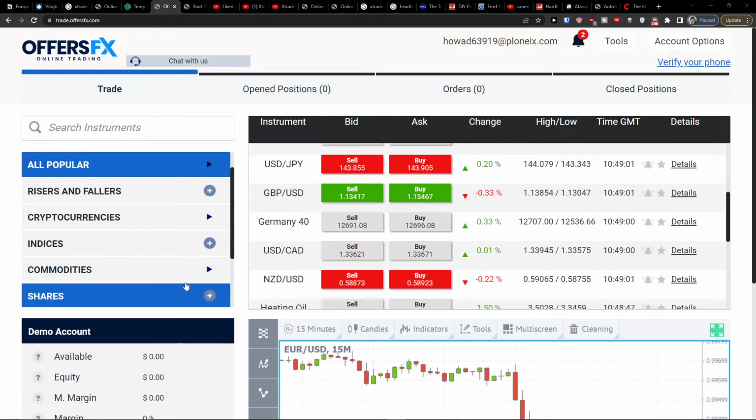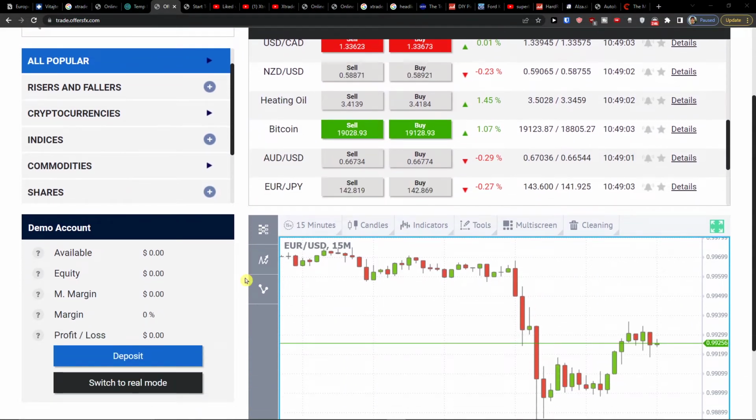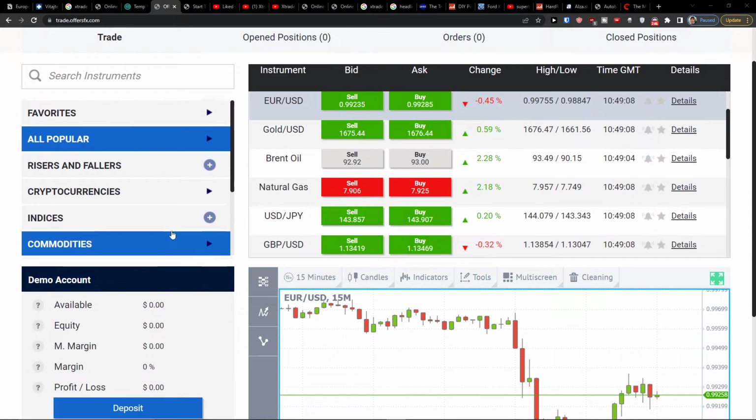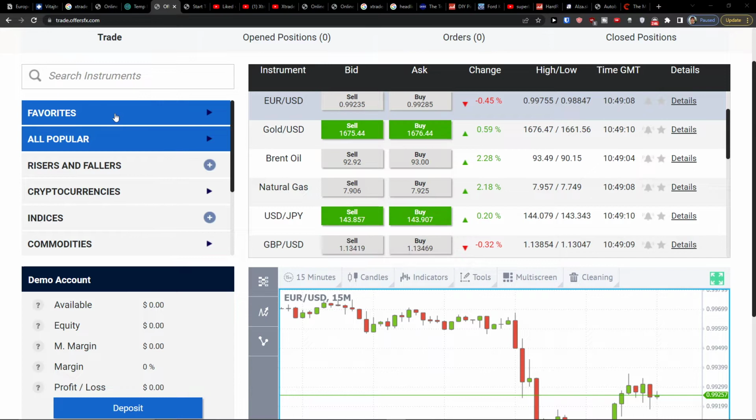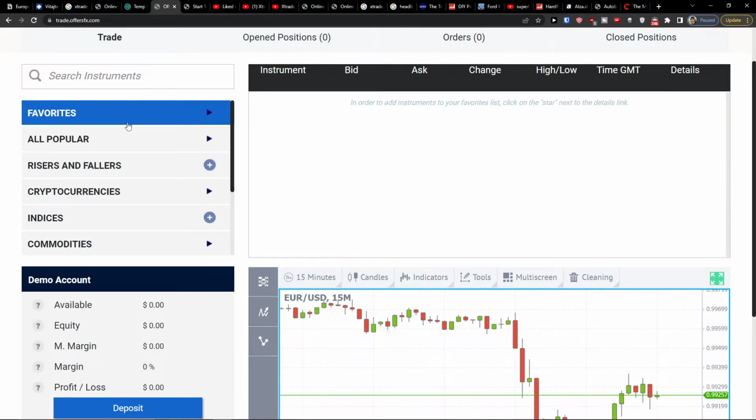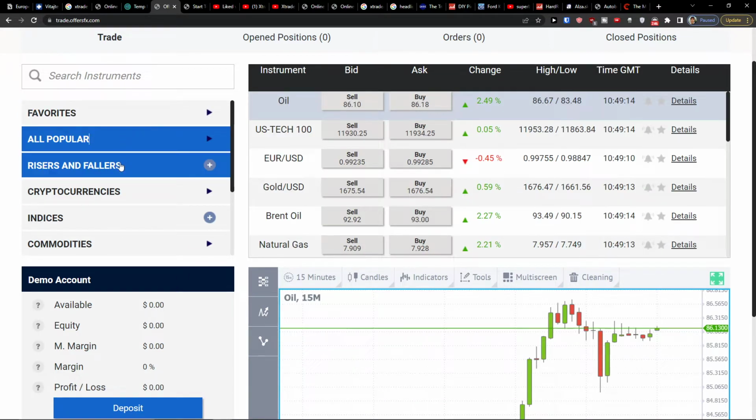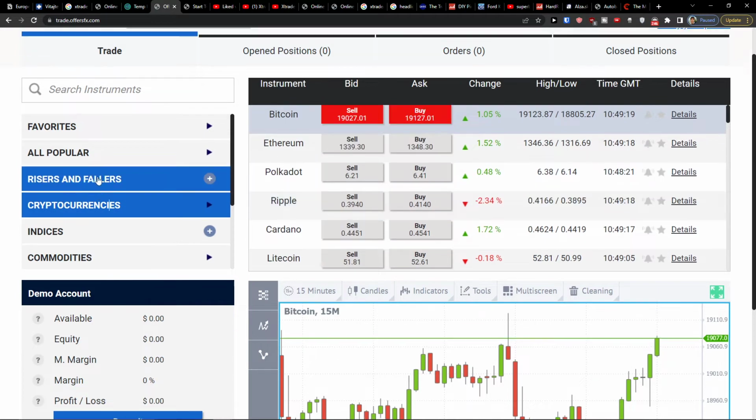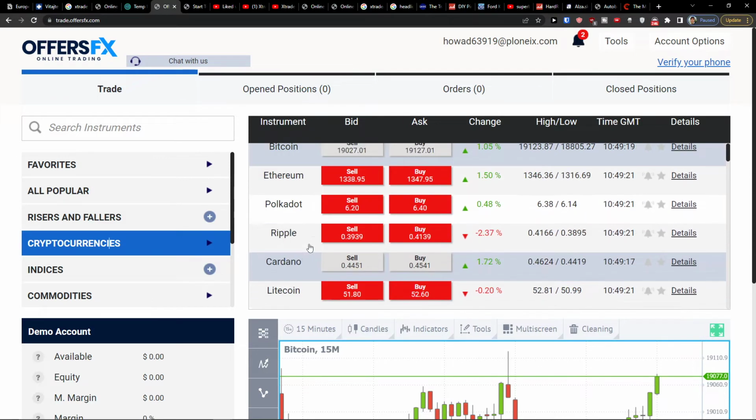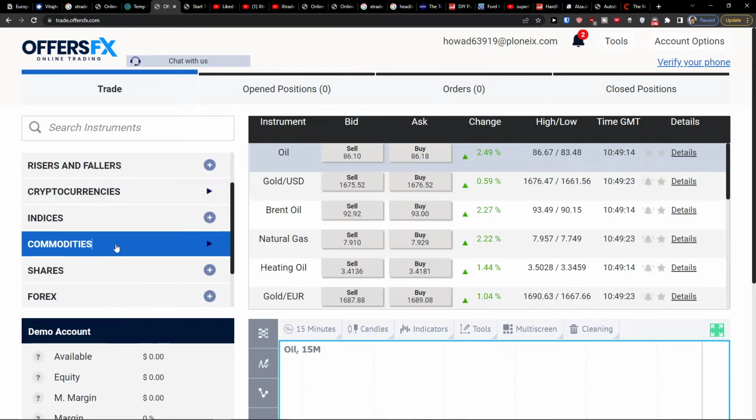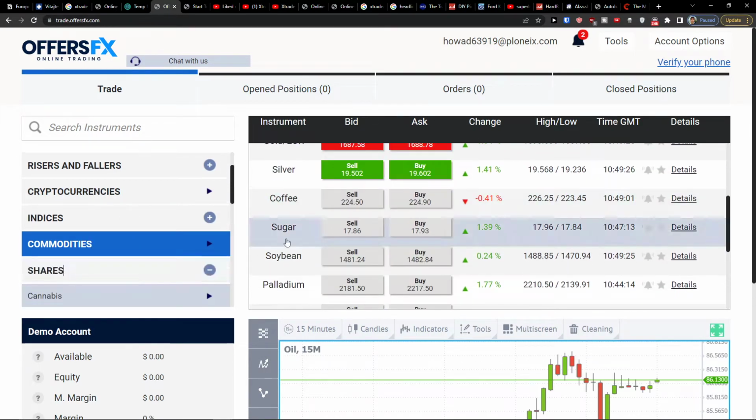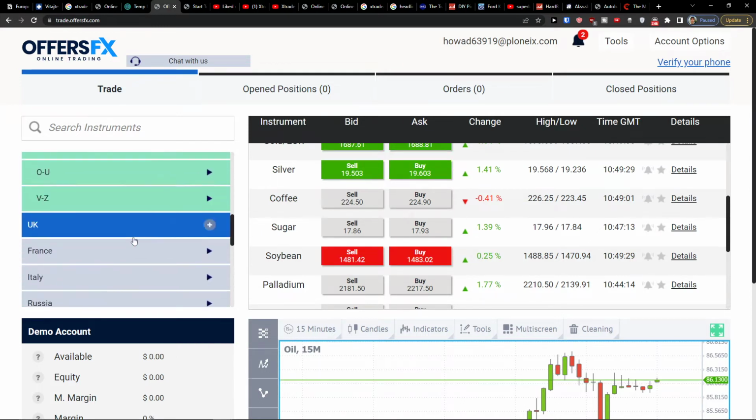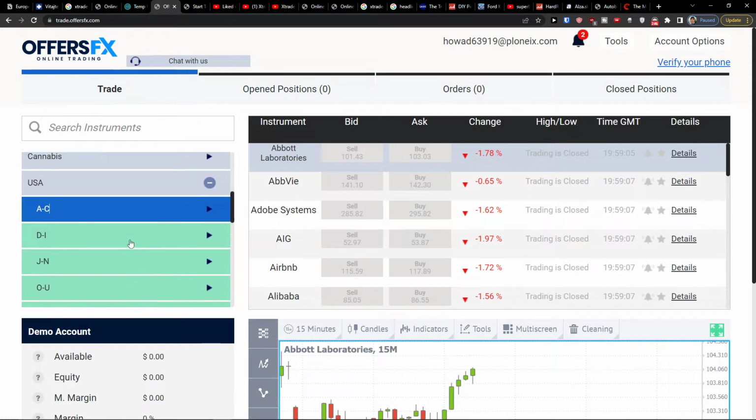So first thing first, if you don't have an account, first you have to register. The registering is pretty simple and not that hard. And when you're here, you're going to have the option to find instruments. So you're going to have the favorites, all popular, rises and falls, cryptocurrencies you wouldn't find here. Then you can also find commodities here, or even shares. And you can easily switch between various ones, let's say USA here.